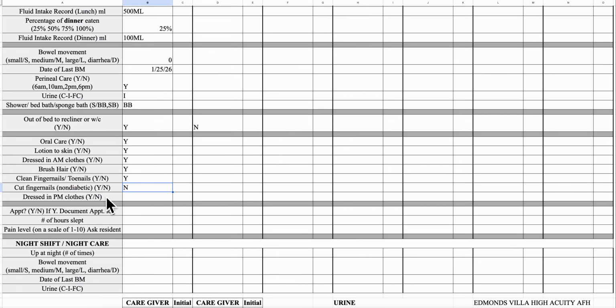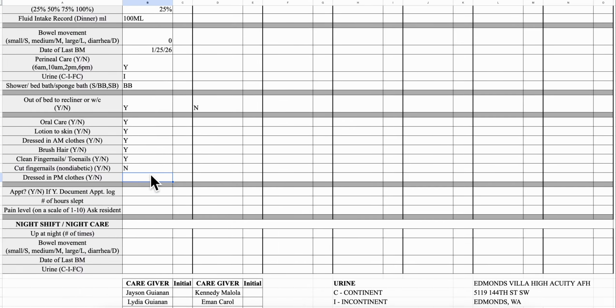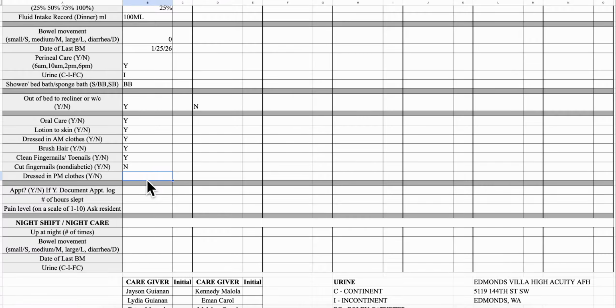And then for evening time after dinner, did you dress them in their night wear or the gowns? Yes, I did. Did this person have an appointment today? And if yes, then document their appointment in the appointment log. So we'll say, yes, this person went to an appointment. Make sure it's documented in the appointment log.